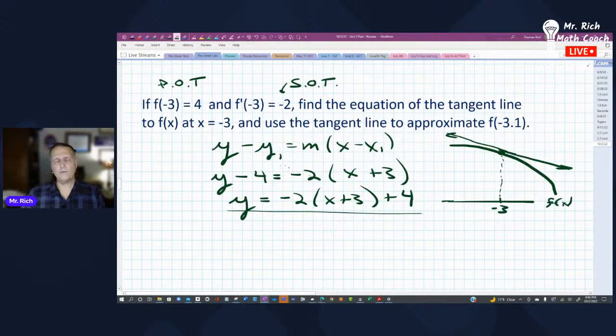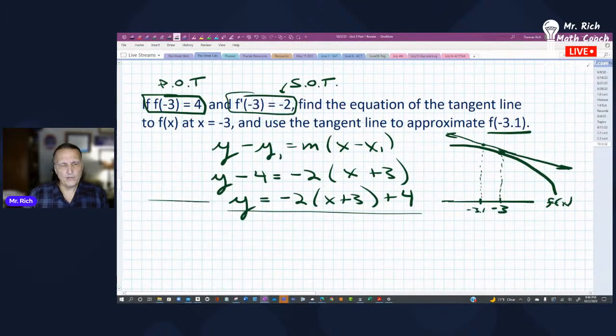So if I'm trying to estimate what the function value is at negative 3.1, which would put me over here, I'm just going to find the y value on the tangent line itself as my estimate for what it would be on the actual function. In this case, that's the only option I have to come up with f of negative 3.1, because we don't have any idea what the function f of x is. All we were given were these two pieces of information. But I'm going to use this equation right here.